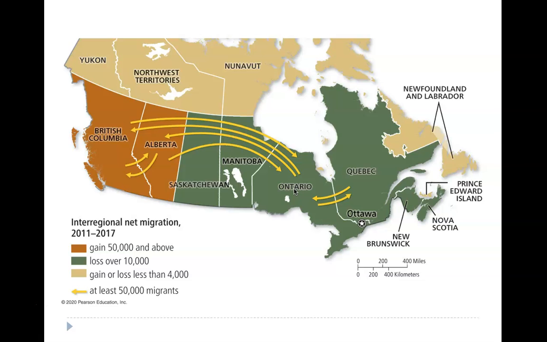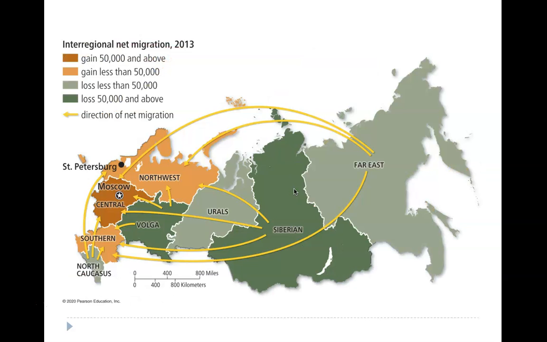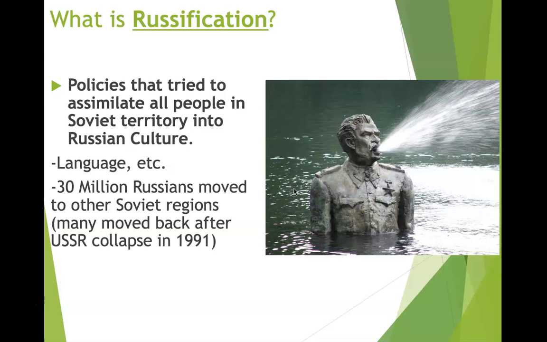We see interregional, again, net migration. We see losses from the east, and we see increased movement towards the west. Right? We see that as well in Russia. All right, one word that we didn't talk about is Russification. It's a policy that tried to assimilate all people to be more Russian throughout the Soviet Union. And the Soviets would move 30 million Russians to other parts of the Soviet regions, right? And again, you see that counter migration that happened after 1991.